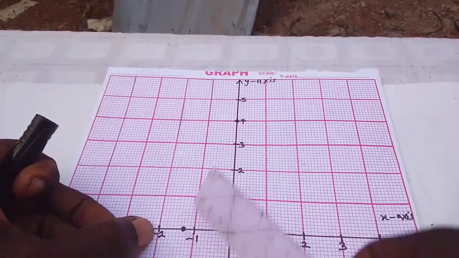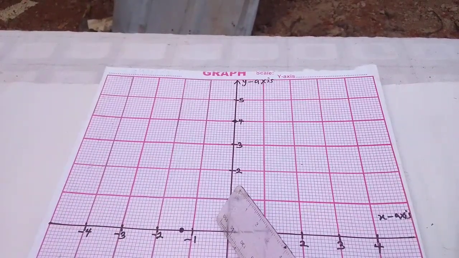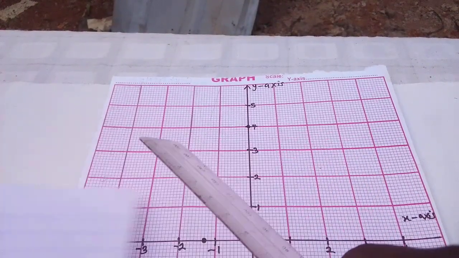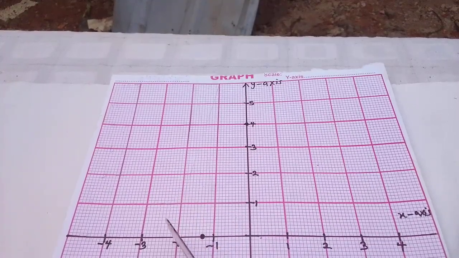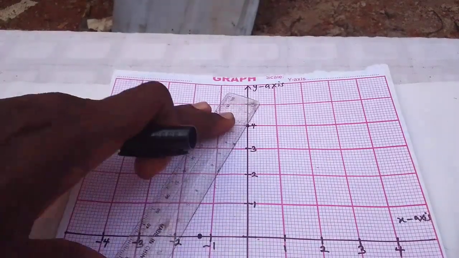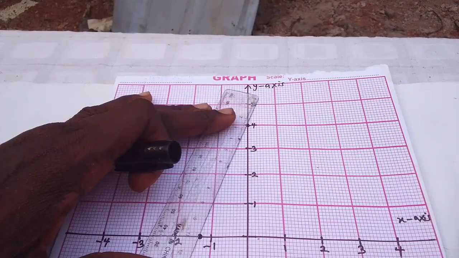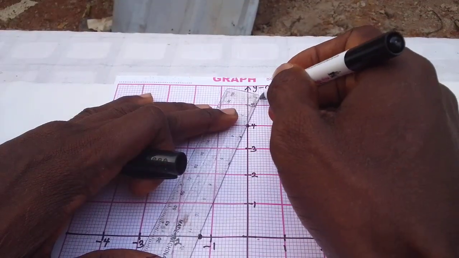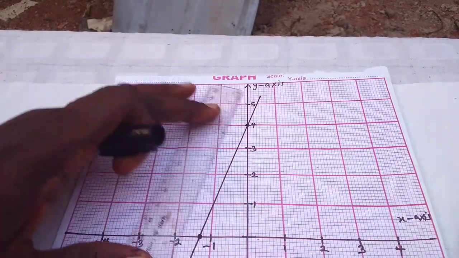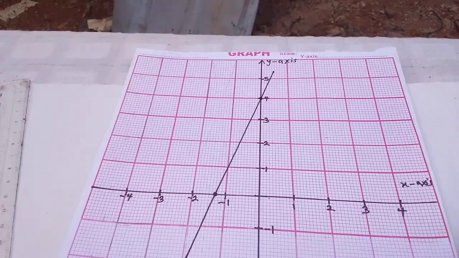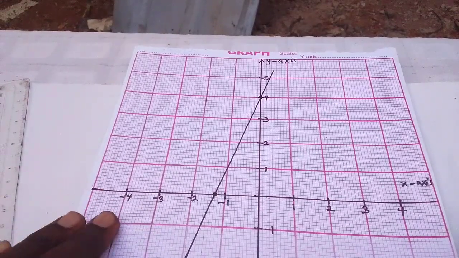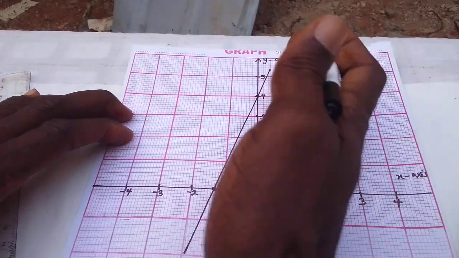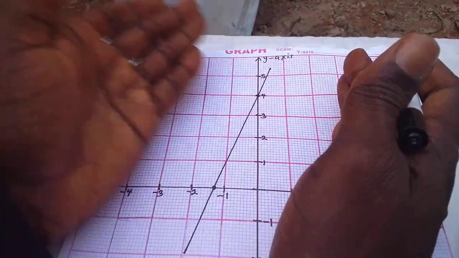Now, these two coordinates, if you look at the inequality, it is saying less than or equal to. Because we have the equality sign, you join them together with a straight line. Now, you realize that this line has divided the graph into two parts: this part of the graph and this part of the graph.